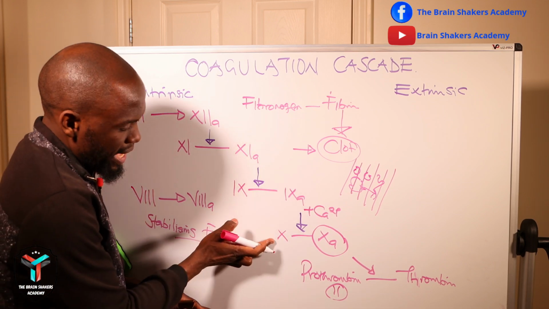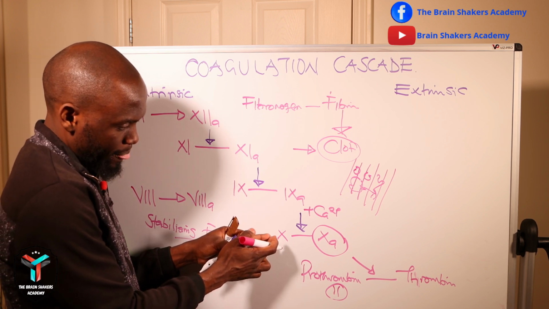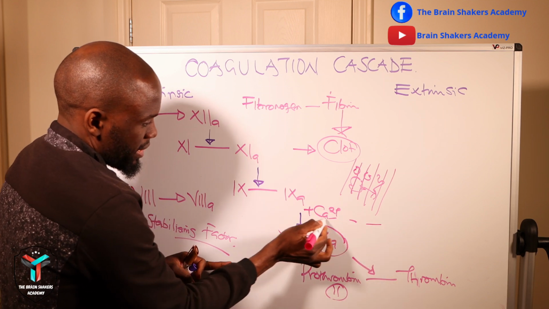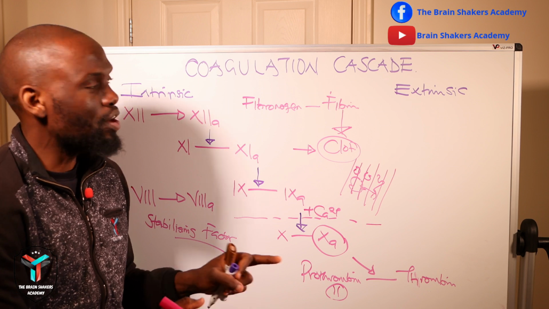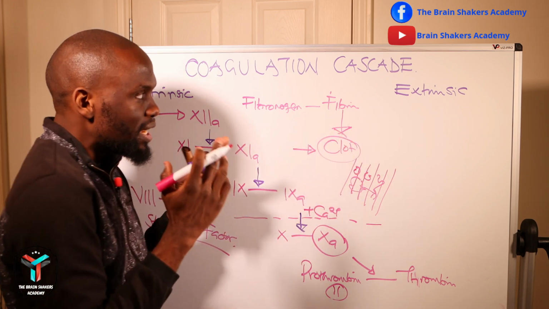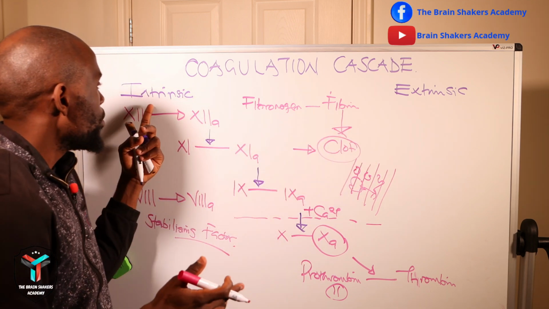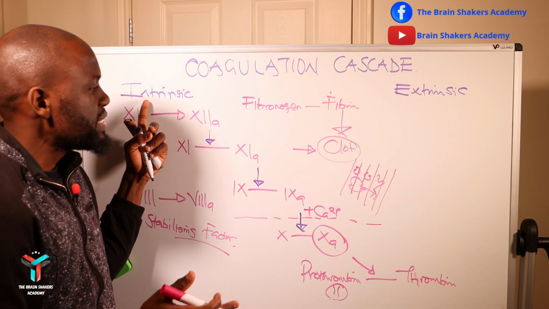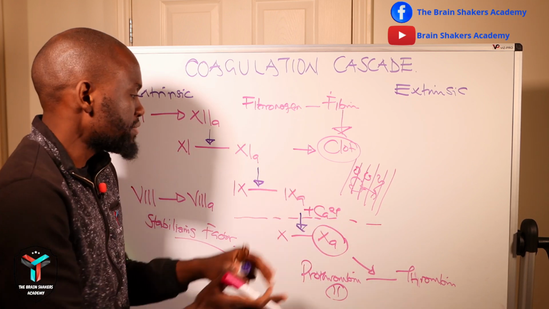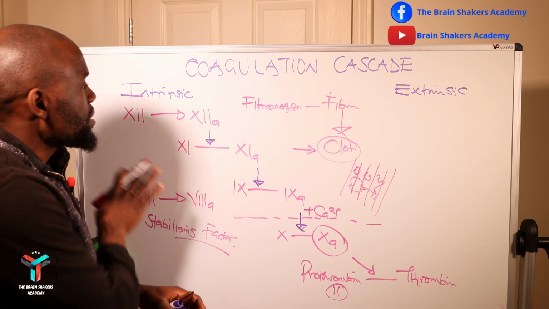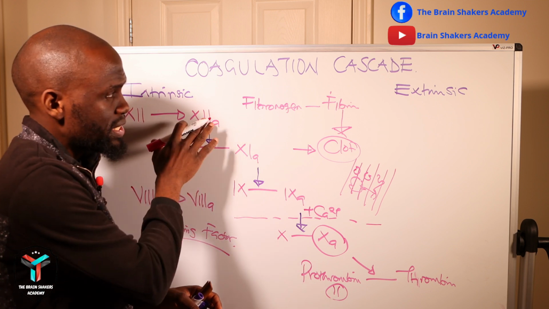Now, from the 10th clotting factor here, this part here, all the way to the formation of the clot, is what is referred to as a common pathway, because whether the clotting mechanism has been initiated by the extrinsic pathway or by the intrinsic pathway, it will still come up with this last part of the clotting mechanism. So that is how a clot is going to be generated through the intrinsic pathway.